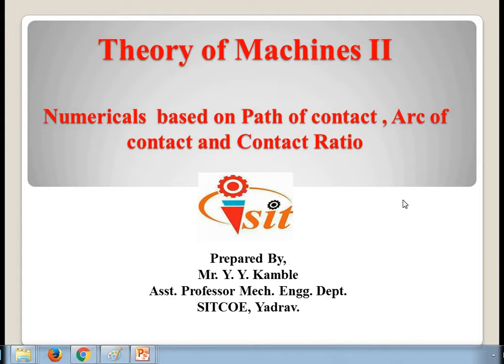Today we are going to see the numericals based on path of contact, arc of contact and contact ratio. In the previous video we already saw numericals on the same things. Today we are going to see numericals on similar things, but the conditions in the problems will be different from the previous problem. So we are going to see the numericals one by one.